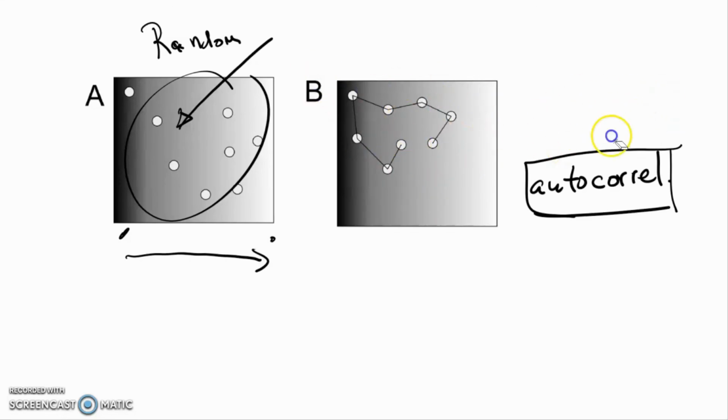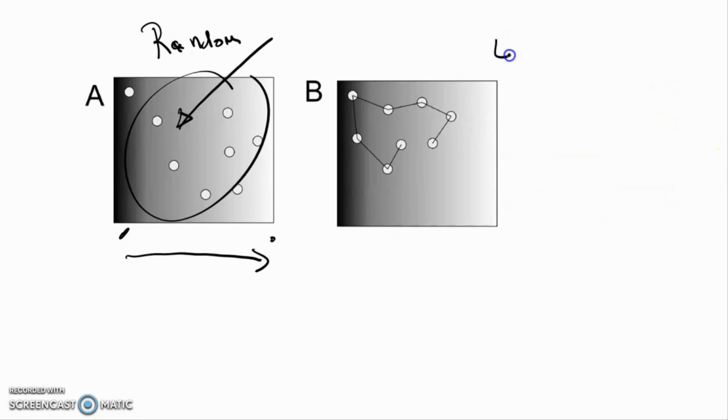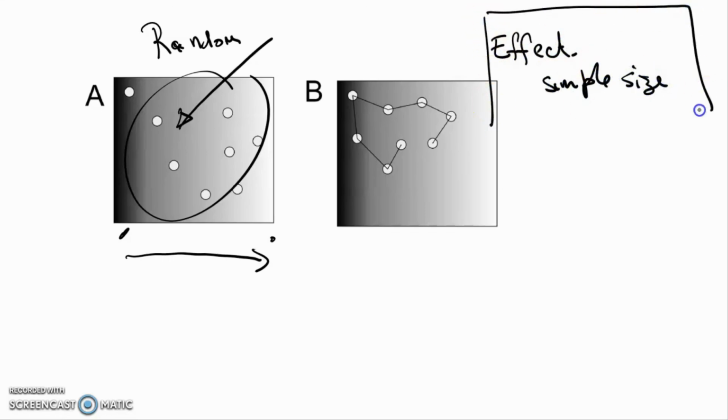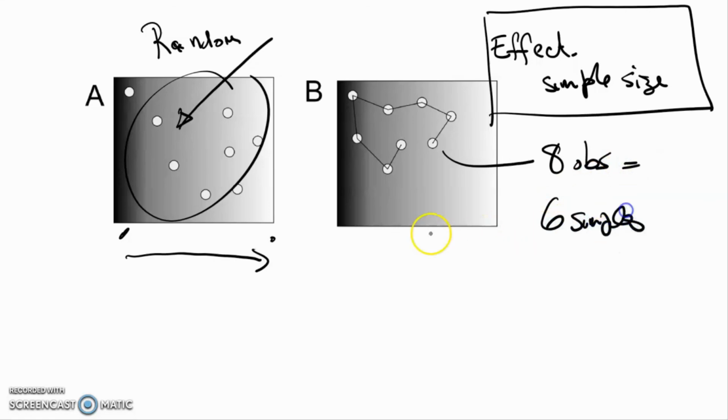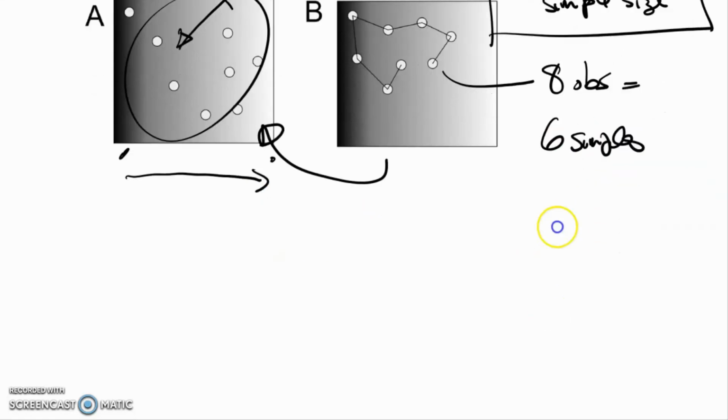And so we can think about this idea of effective sample size. So the effective sample size, when you've got a random walk with autocorrelation, is going to be less, even though there's 8 observations. The expected sample size, and I'm just making a number up, might be, the amount of information might only be equivalent to 6 samples had they been taken randomly.